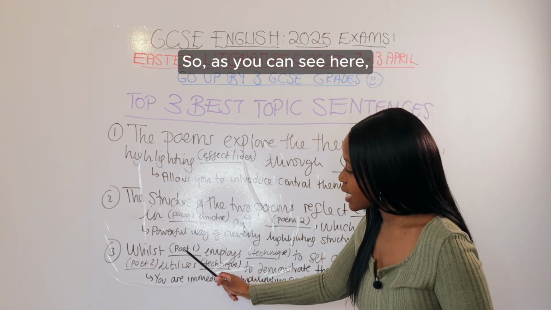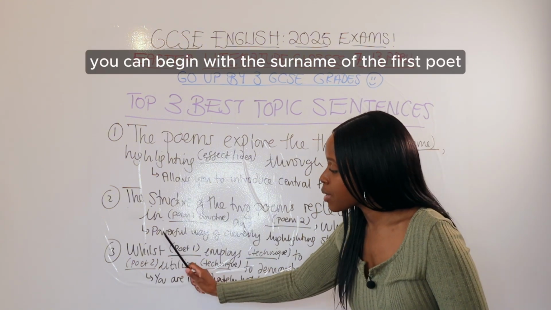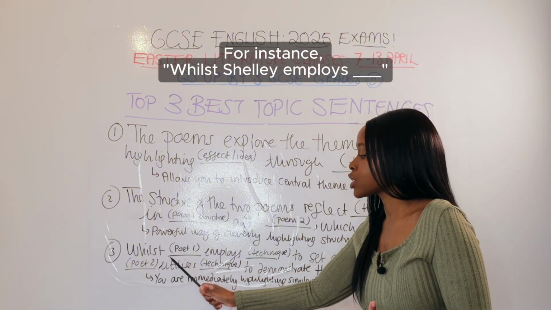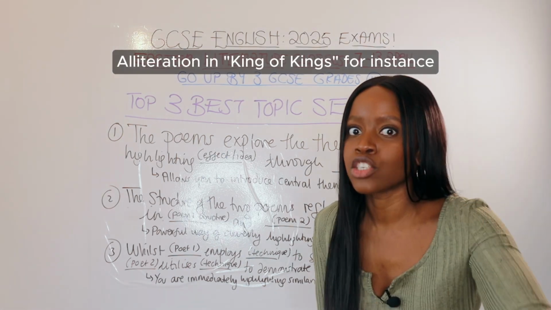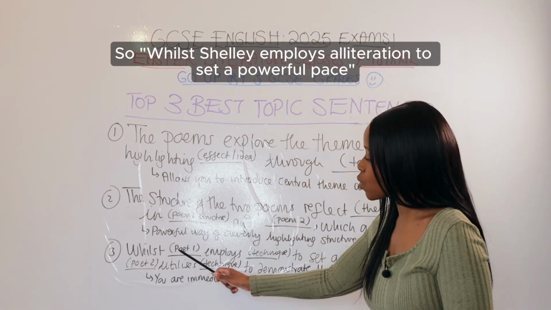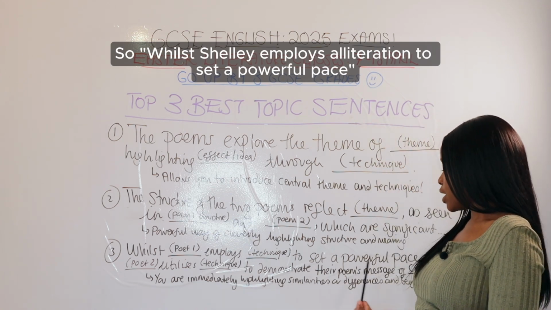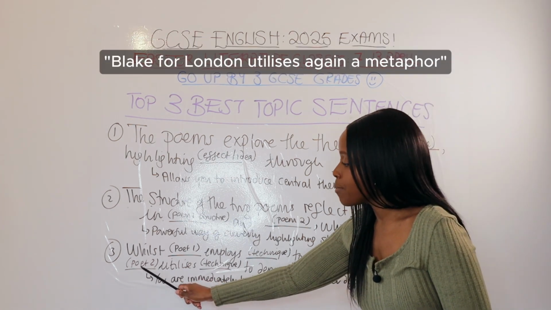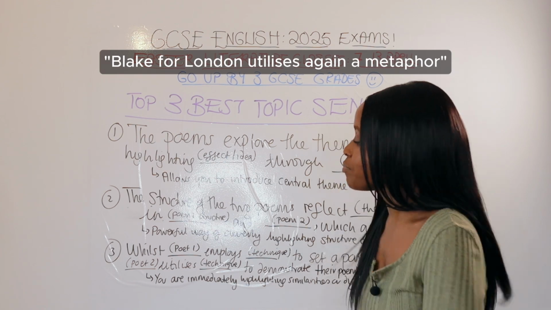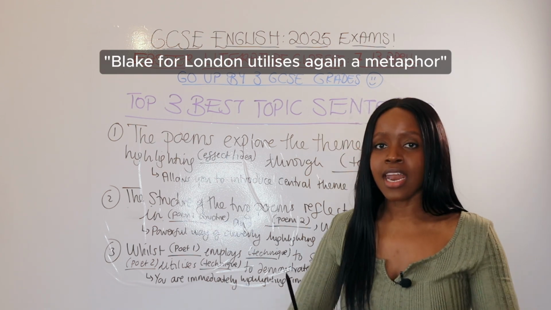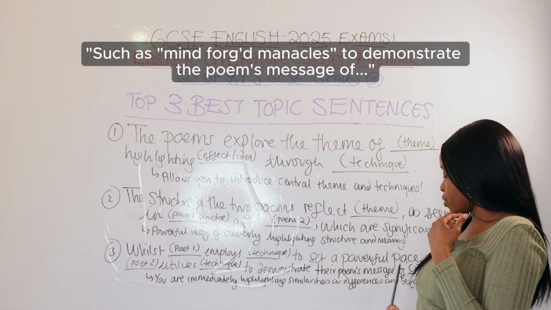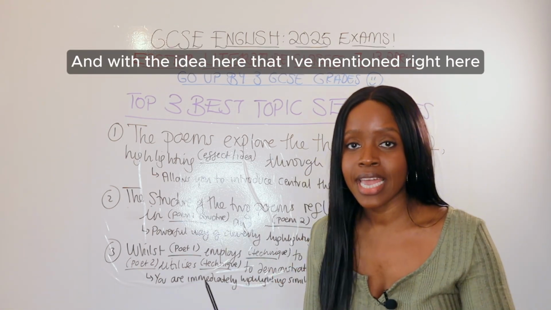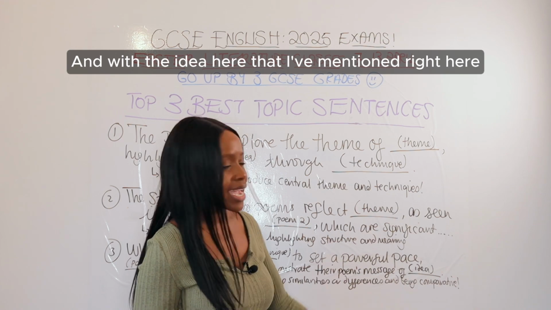So as you can see here, you can begin with the surname of the first poet. For instance, whilst Shelley employs, then you talk about whatever technique, alliteration, right? In Ozymandias, for instance. So whilst Shelley employs alliteration to set a powerful pace, Blake in London utilizes, again, a metaphor such as mind-forged manacles to demonstrate the poem's message of, and with the idea here that I've mentioned right here, is to do with power.